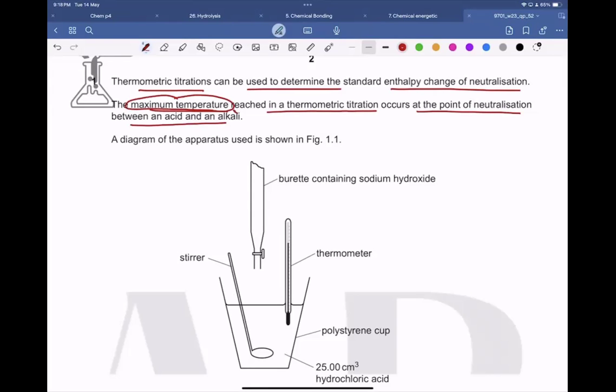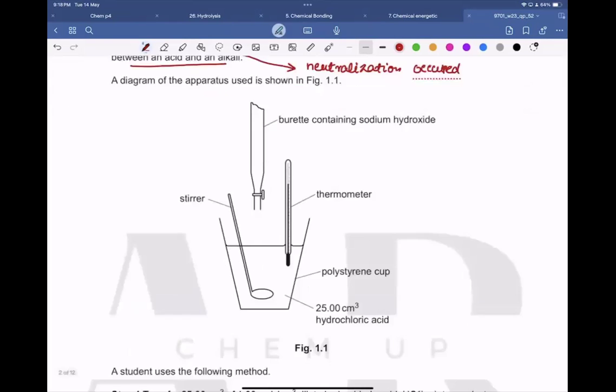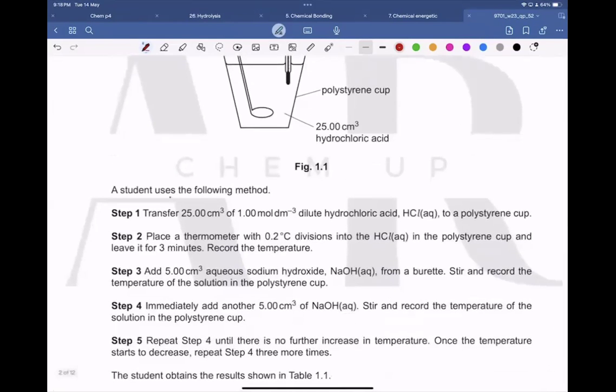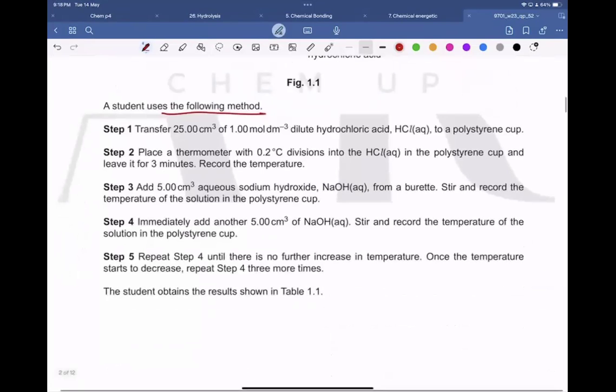The diagram of the apparatus used is shown in figure 1.1. We have a burette, a thermometer, a polystyrene cup containing 25 cm³ hydrochloric acid and a stirrer. A student uses the following method. That is very important. You have to read and understand the method very carefully and follow it as well.